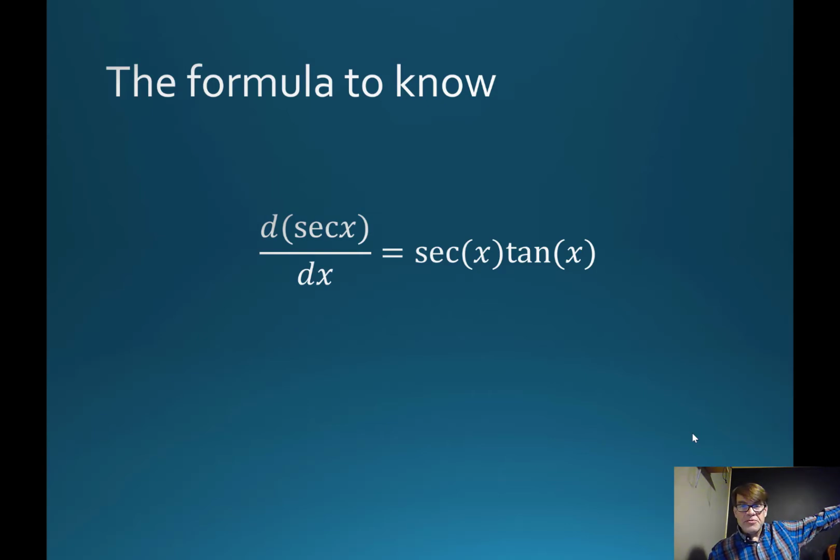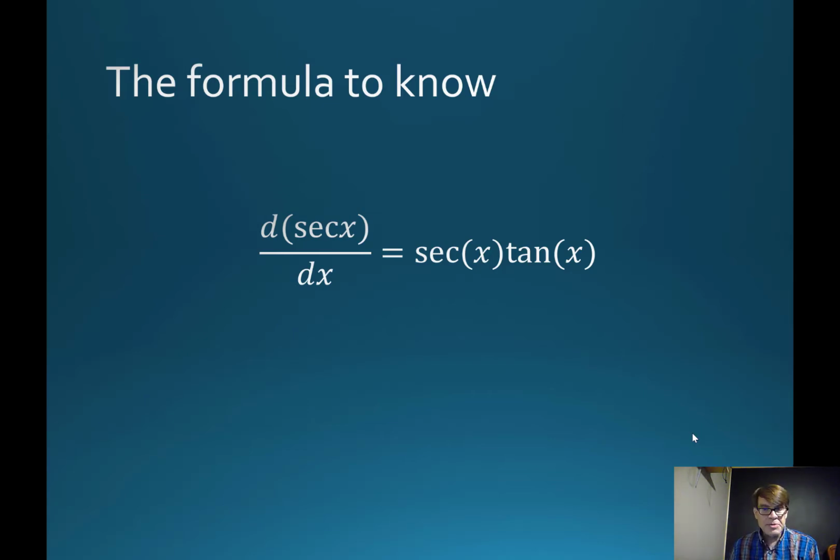So the formulas for the previous video were, knowing that secant squared x equals 1 plus tangent squared x, and also that the derivative of the tangent of x is the secant squared x. That's from the previous video. So here, the derivative of the secant of x is secant x tangent x.